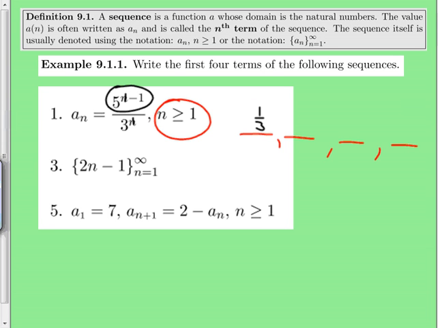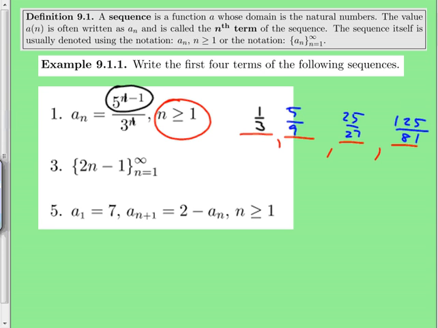Would you compare, please, with the person sitting next to you? See if we get the same thing. Okay, so 1/3, and give me the other two. 5/9, 25/27, 125/81. Okay, awesome.